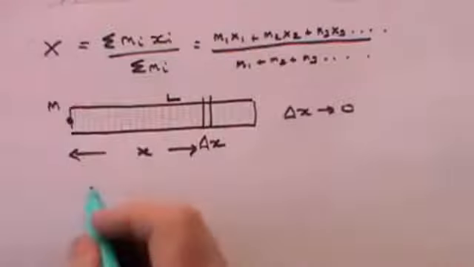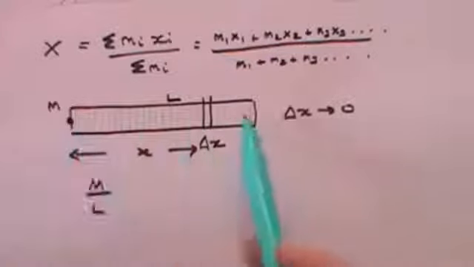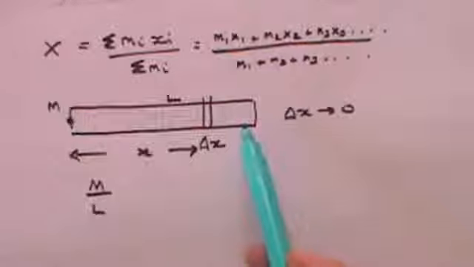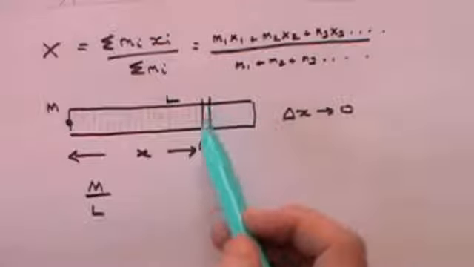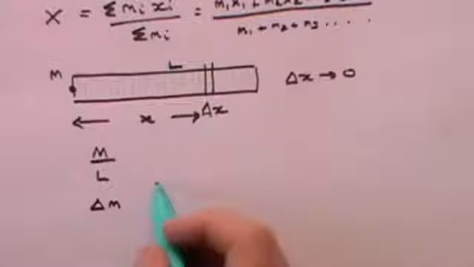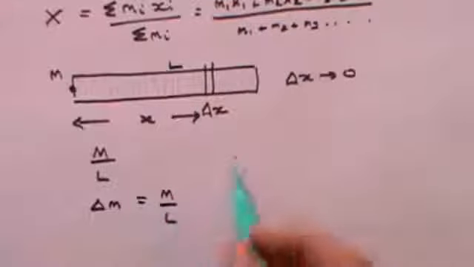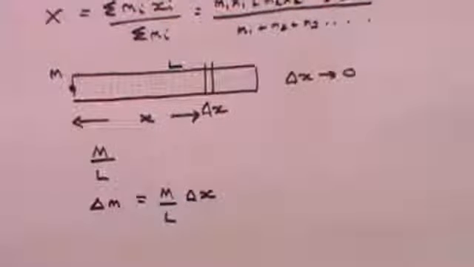The mass per unit length of this rod, which is the mass divided by the length, is the one-dimensional equivalent of density. Density in 3 dimensions is mass divided by volume. Here we're only considering the x-axis, so we've got 1 dimension, and the kind of one-dimensional density is mass per unit length. So the mass of this little element here, which I'm going to call delta m, that mass is going to be the mass per unit length times the length of the little element, which is delta x.